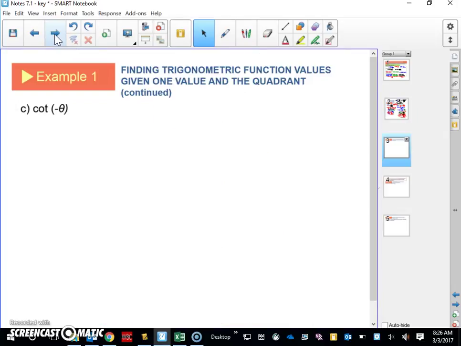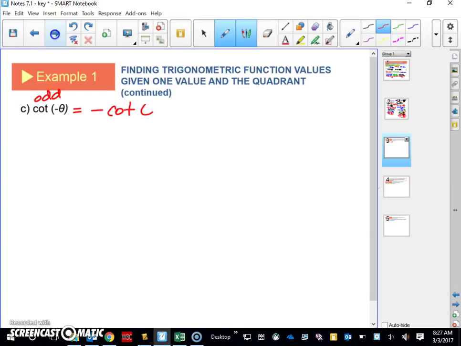So let's look at part C, cotangent of negative theta. Now, remember your negative angle identity. This is an odd function. Cotangent is odd, and when you've got an odd function, you're allowed to just pull that negative out. So negative cotangent theta.